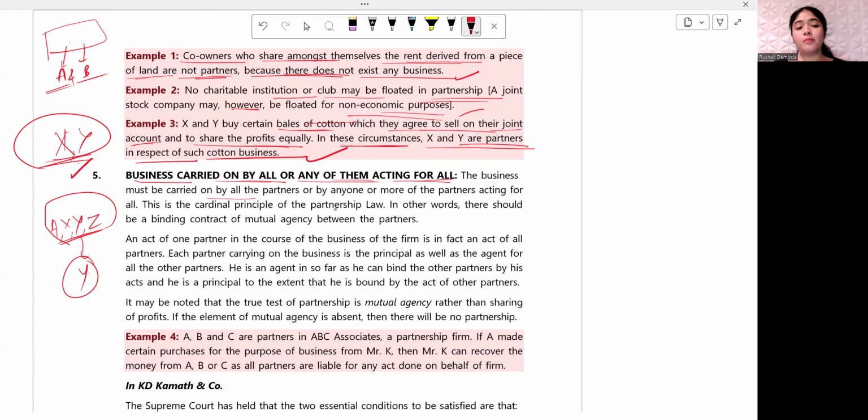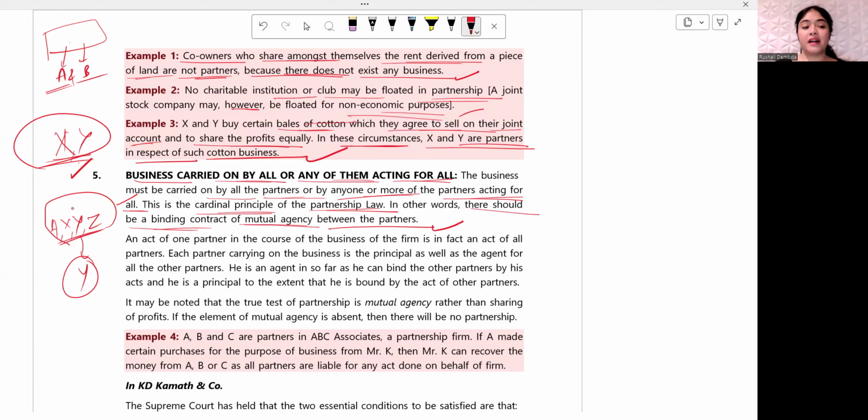Business must be carried on by all the partners or by any one or more of the partners acting for all. So, only one person may act or everyone will be doing the work. This is the cardinal principle of the partnership law. This is the important principle of partnership law, that any one person will be doing the business or all of them can do the business for the firm. In other words, there should be a binding contract of mutual agency between the partners.